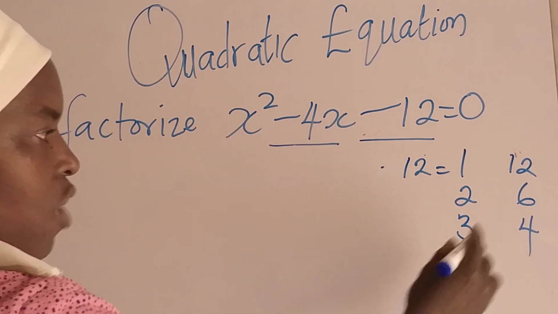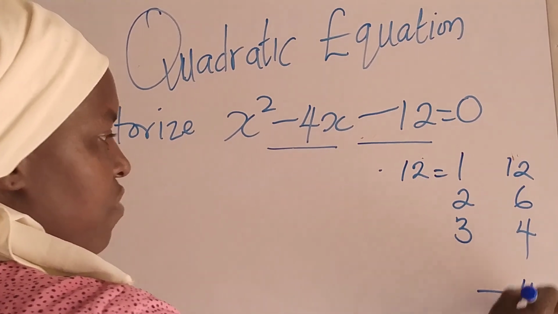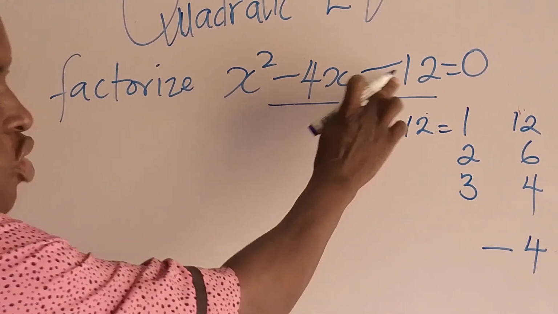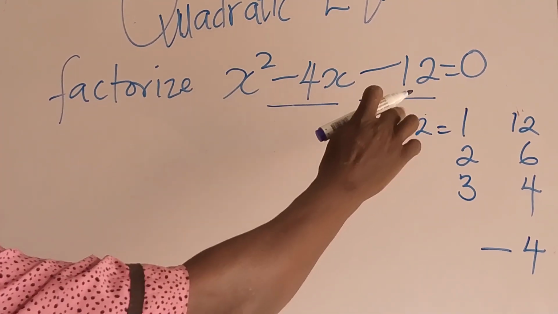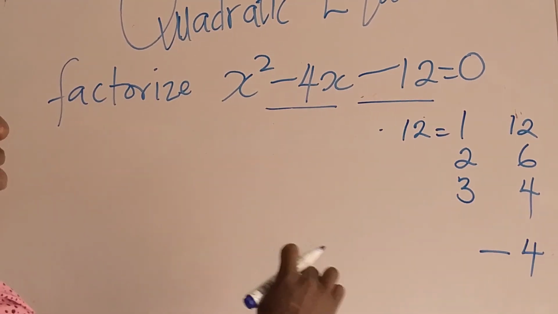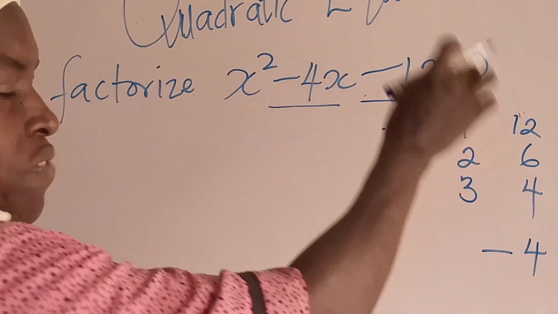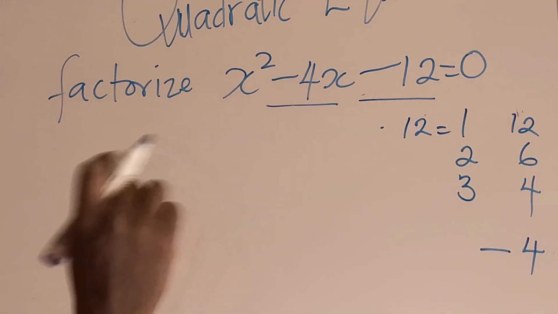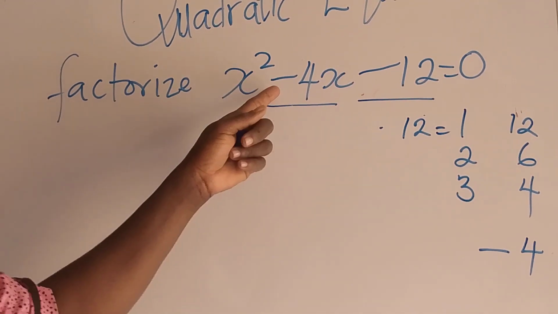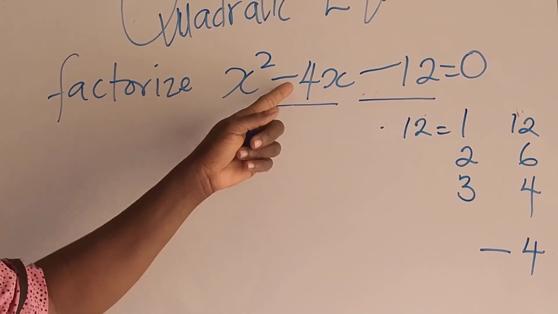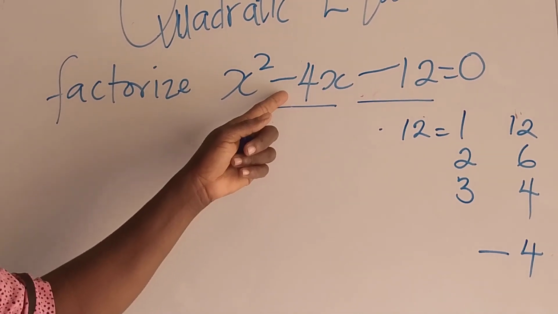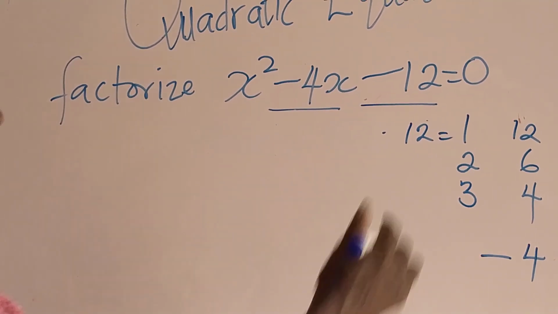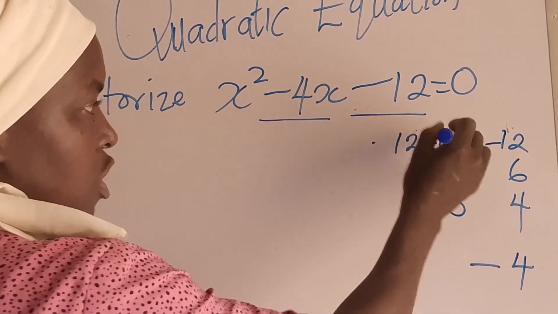Now, out of these, we are looking for the pair that, when you add them, gives minus 4. So let's go. Since the 12 is a minus, the product is negative. It's a negative product, which is minus 12. What I want to consider is that one of the numbers must be negative and one of the numbers must be positive. Because it is minus 4, the bigger number should be the one with the negative sign. So this will be minus, this will be plus.